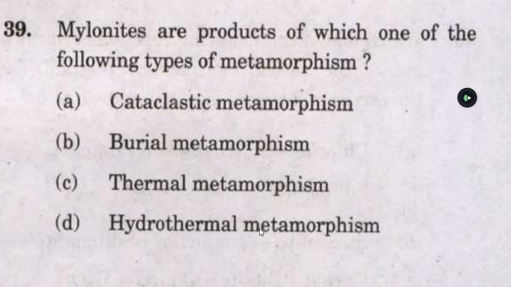Maybe you can get कि suppose मान लो कि मैं ऐसा दे देता, mylonites are product of which of the following types of metamorphism? Cataclysmic नहीं दिया होता, तो क्या दिया होता in place of the cataclysmic metamorphism? बताओ. Boreal दिया होता है. Then you are saying that cataclysmic metamorphism is same as the boreal metamorphism.